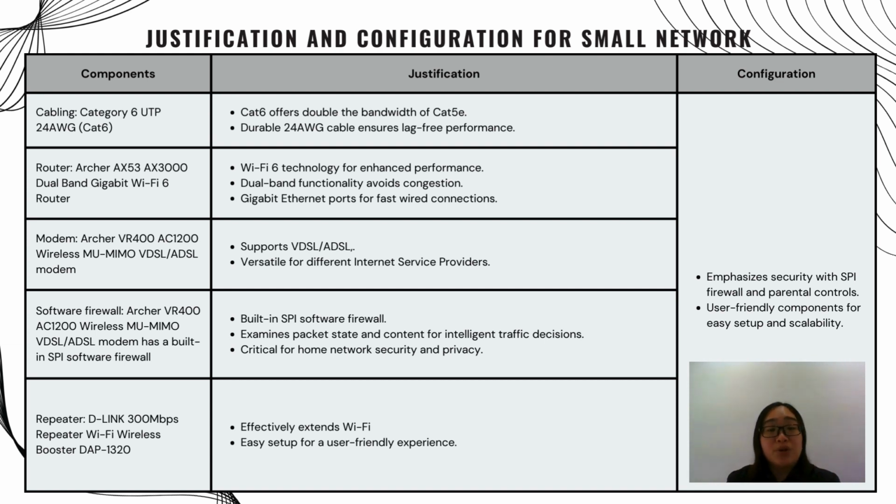The overall configuration integrates Cat6 cabling, Wi-Fi 6 router, MU-MIMO modem, SPI firewall, and a repeater, creating a comprehensive and efficient connectivity environment. Emphasis on security with SPI firewall and parental controls, user-friendly components for easy setup, and scalability makes this small home network setup an optimal solution for the modern household.